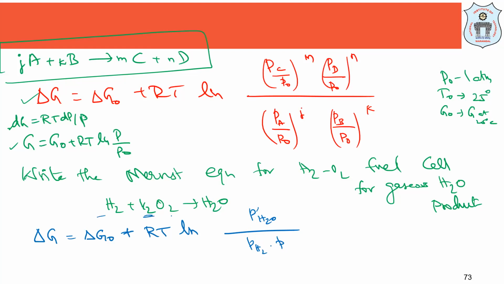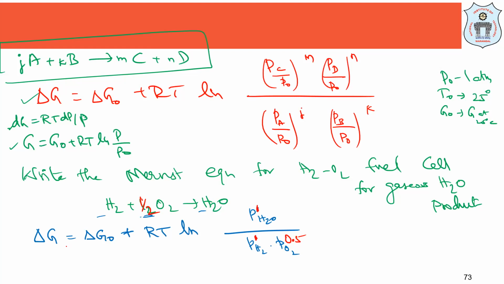So this is one mole, here it is 0.5 mole. That's why for oxygen we will be writing power 0.5. We should know that because here it is half. Okay, P naught power half. So this is power 1, this is power 1. Okay, so if we write it correctly.